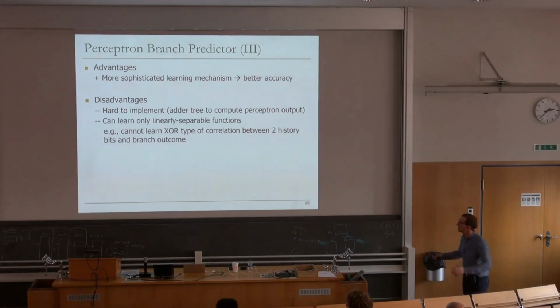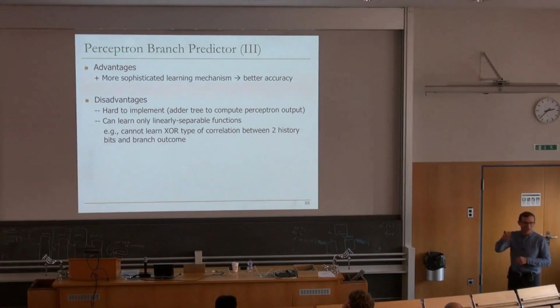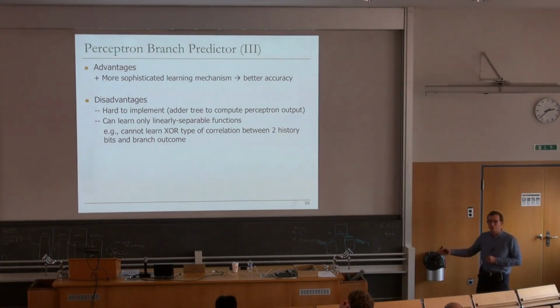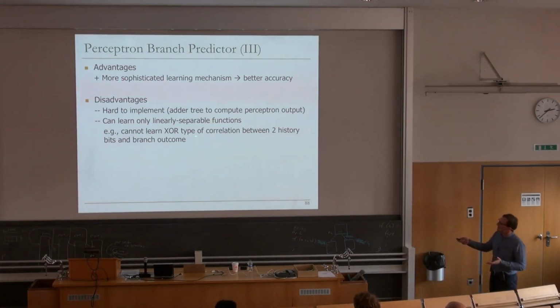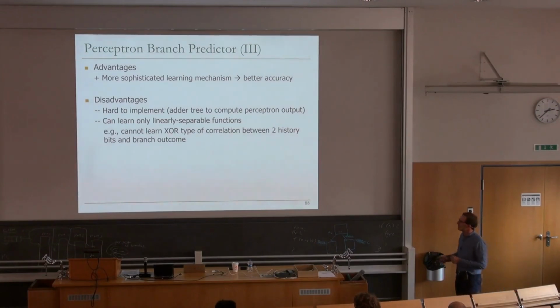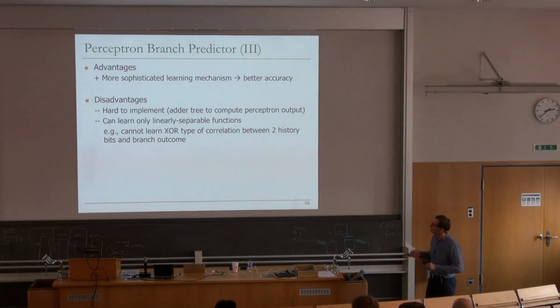But if you really want a lot of history length, this is not easy to scale. You need to pipeline the predictor. You need to start doing these computations much earlier. Don't start at this stage, because whenever you fetch the branch, it's too late. You need to get these predictions with a look ahead much earlier. Another disadvantage is a limitation of the perceptron itself. It can learn only linearly separable functions. Basically, it cannot learn an XOR type correlation between two history bits and the branch outcome. But you can read about perceptrons for that.